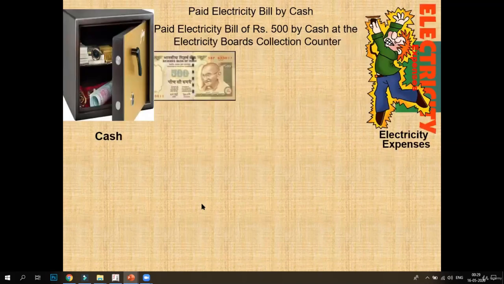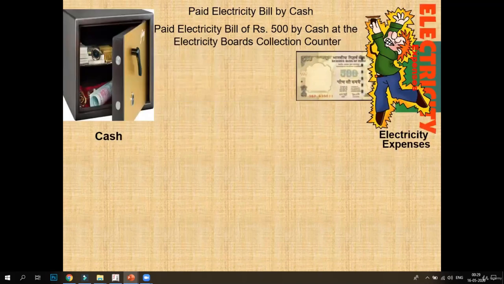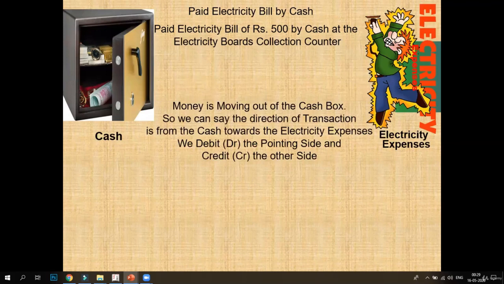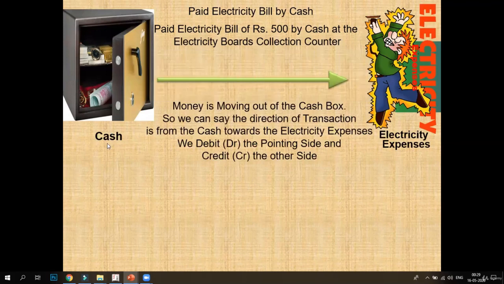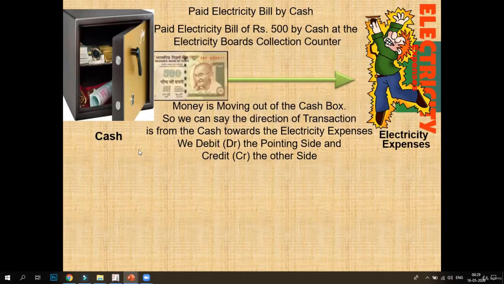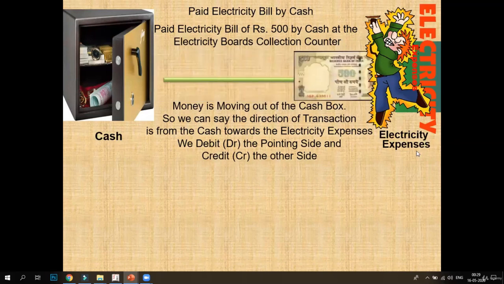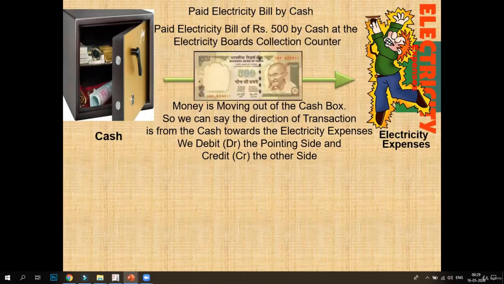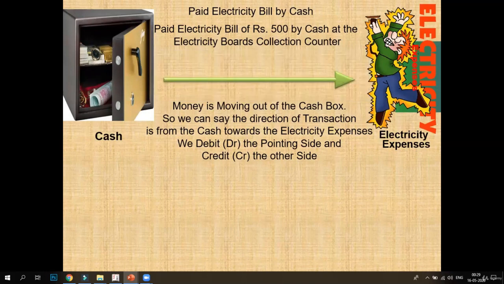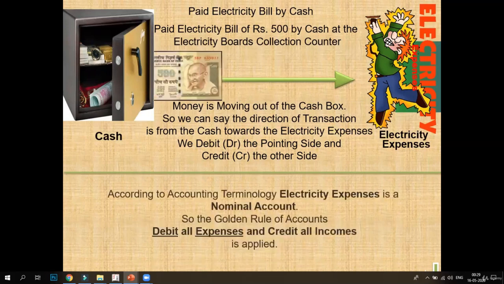Now the next is we had paid electricity bill by cash. So cash is going. Now real account is decreasing. We'll credit the cash, and electricity expenses. The electricity expense is a nominal account. So this is an expense. So we'll debit electricity expenses.